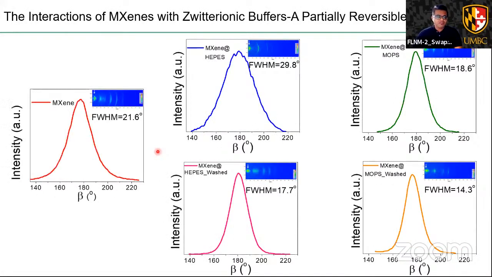And this is also evident from different azimuthal angles that we calculate here using this 2D data. We see that when we wash HEPES, the FWHM changes from 29.8 to 17.7, which tells us that there is a considerable amount of relaxation, but it doesn't come closer to the normal value of 21.6 in MXenes.